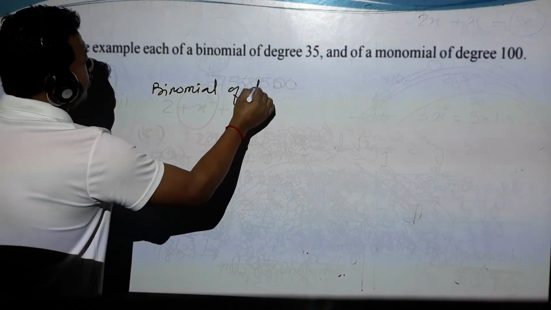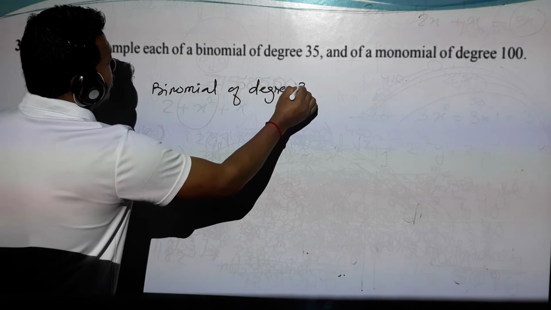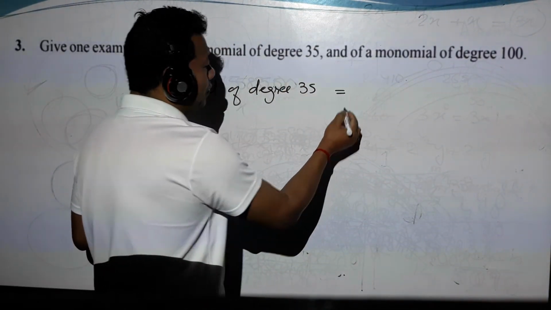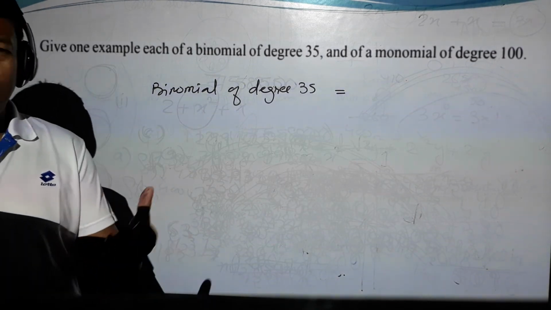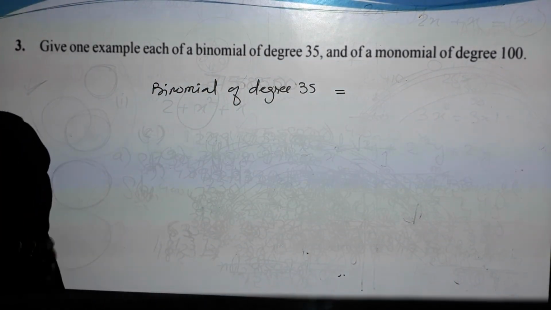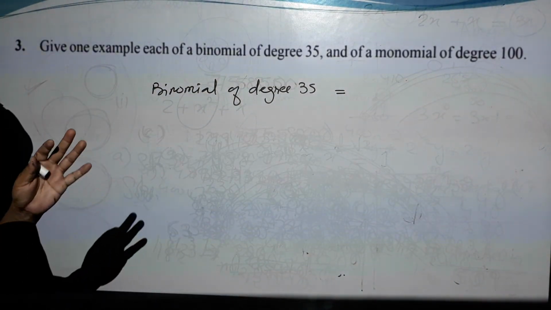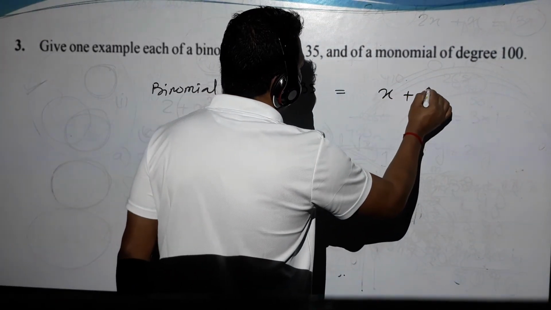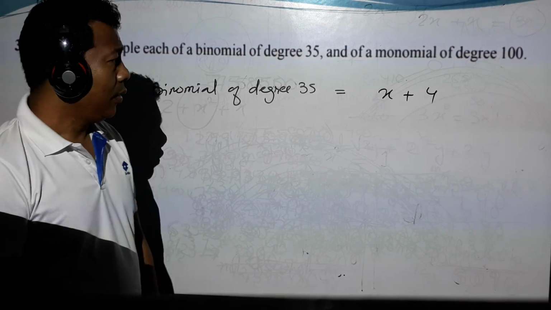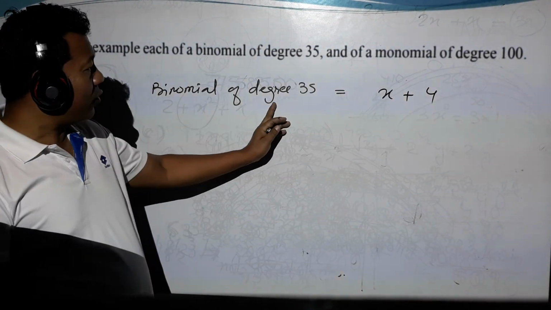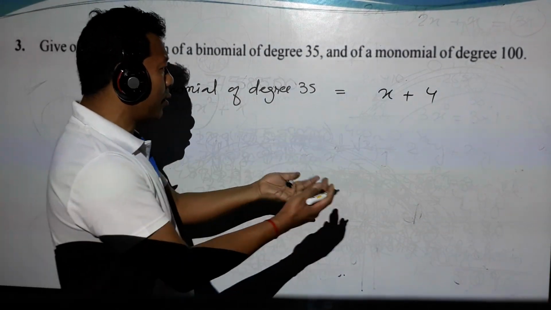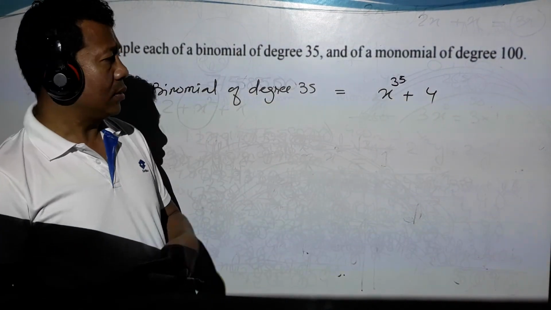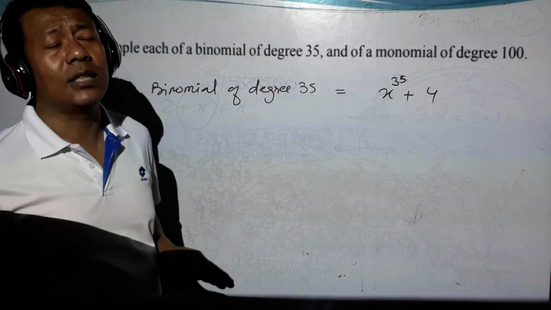Let's say a binomial of degree 35. When we say binomial, we'll have two terms. Don't forget that a binomial has two terms. So you can write any two terms here, say x plus 4. Of course, the question is degree 35, so just put the power of the variable as 35. Finish. You can have different examples.